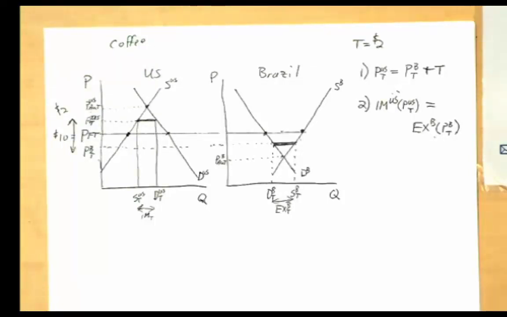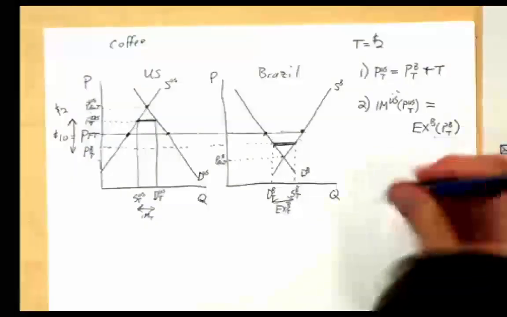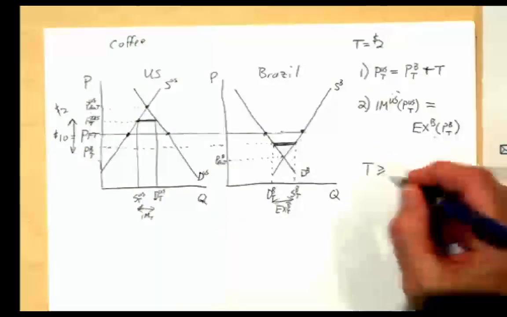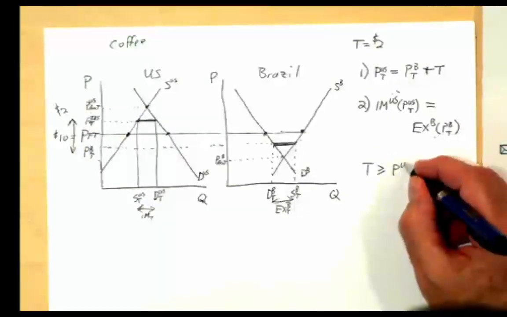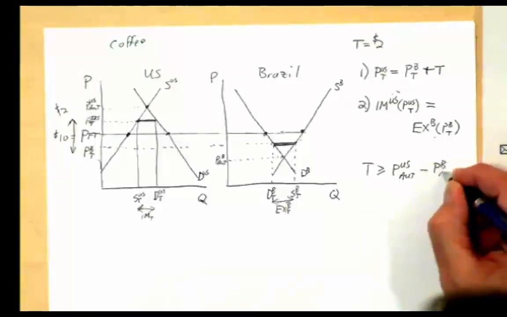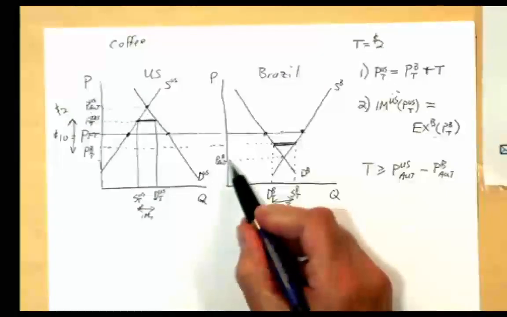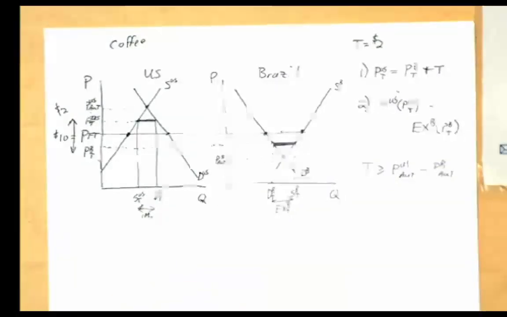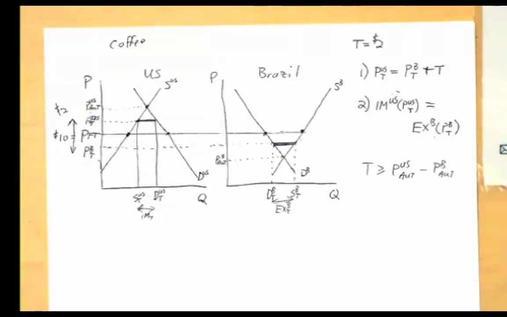And that's going to happen at any tariff that is greater than or equal to the U.S. autarky price minus the Brazilian autarky price, which is down here. So once you get a tariff that's equal to the difference between the autarky prices, or anything bigger than that, you're just going to drive the countries into autarky or no trade, and they're going to revert back to their autarky prices.